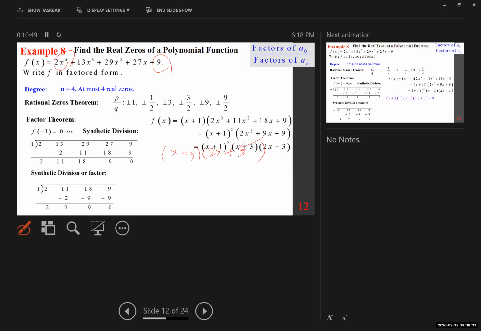Okay? So what are the real zeros for this function? There are 4 of them. Negative 1 has a multiplicity 2. That's one of them with multiplicity 2, in essence 2. Are you with me? What is the next one? Negative 3, and the last one? And we are done. Any questions up to here?